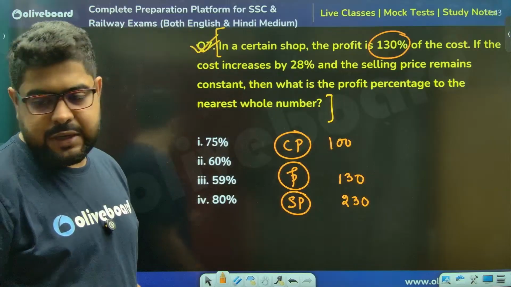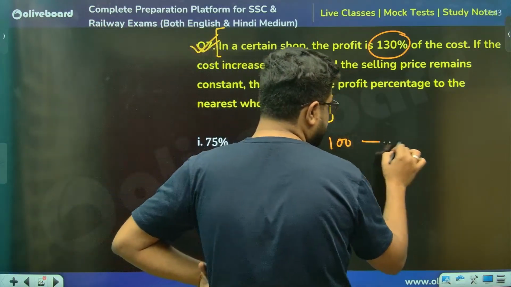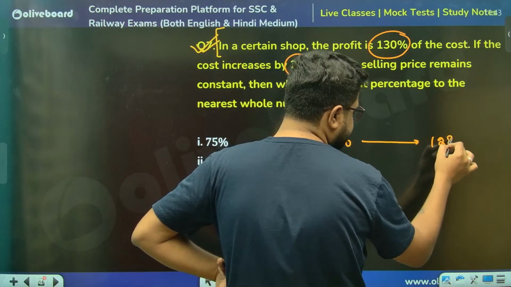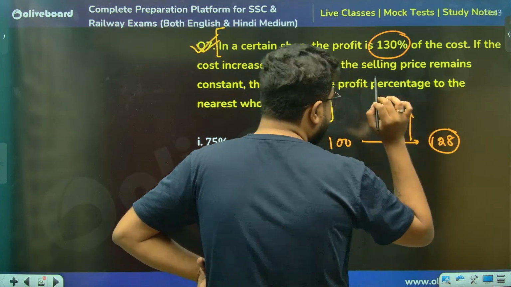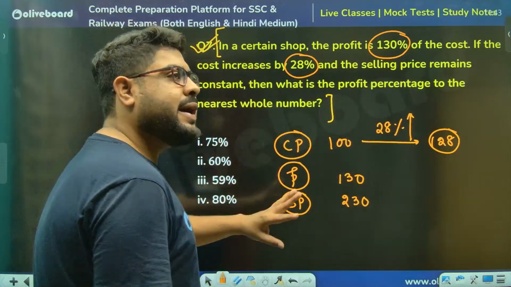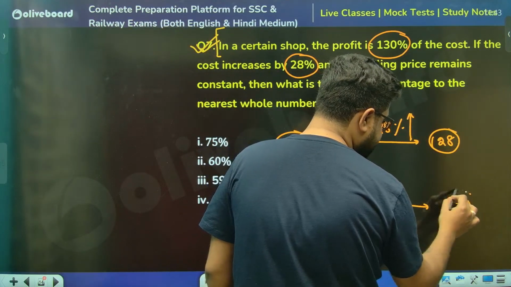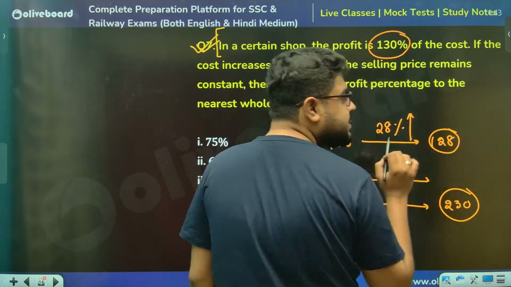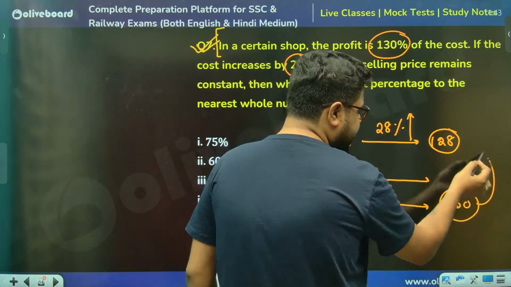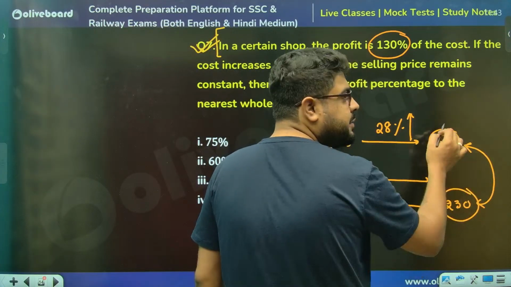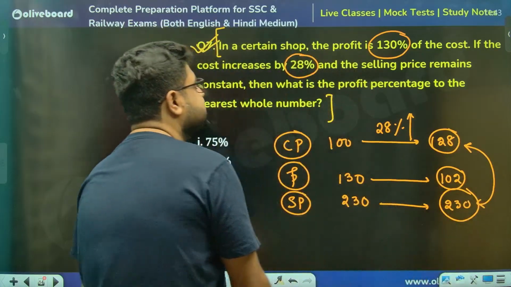Now what happened? Cost price increased by 28%, so it has increased to 128. Increment of 28%. Now, the selling price is whatever it was, that is 230 rupees. So what happened to the profit? Profit will be SP minus CP, so 230 minus 128 is 102. It is 102.